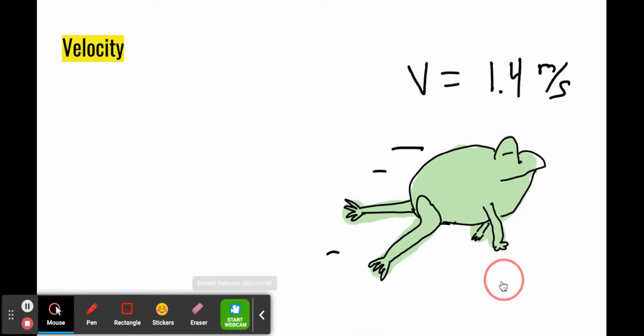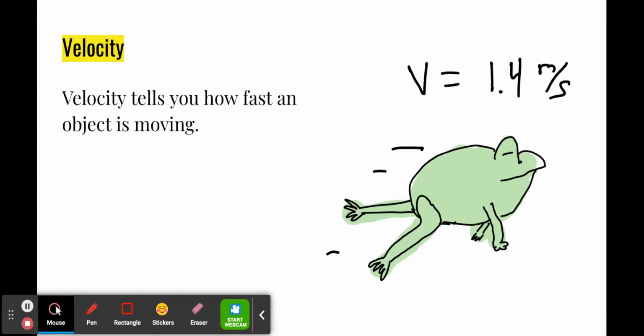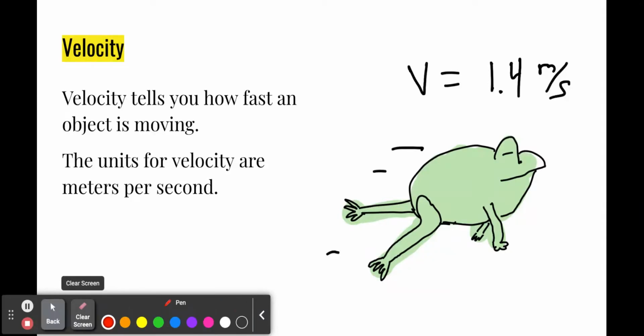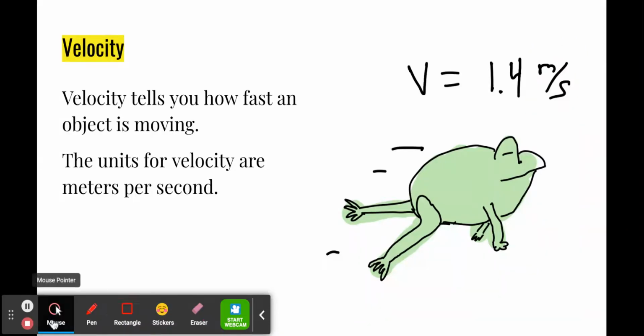Velocity. Velocity is just how fast an object is moving. The units for velocity are meters per second. This frog is moving at 1.4 meters per second. You might be familiar with driving on the freeway going 65 miles per hour. Well, those are different units. We use the metric system, so we use meters per second.